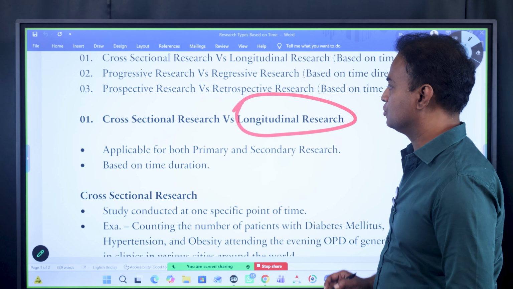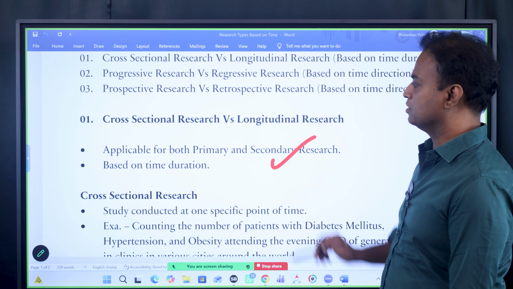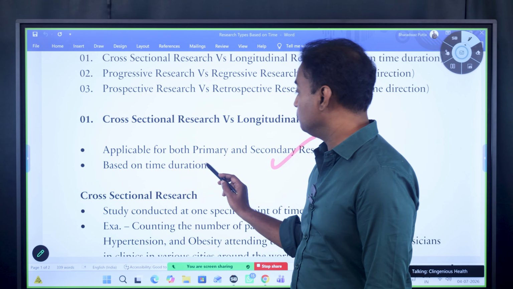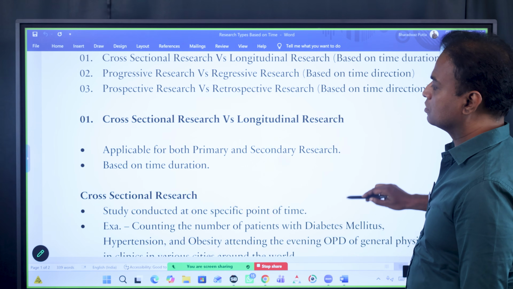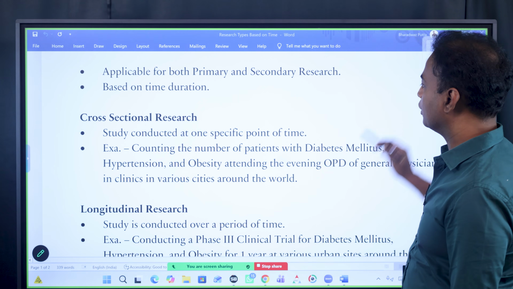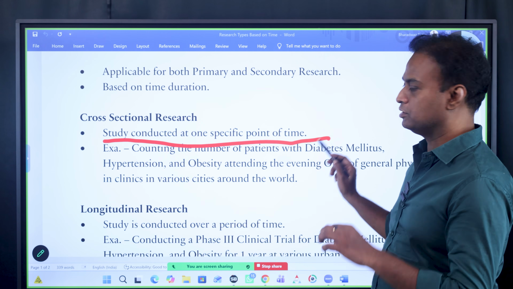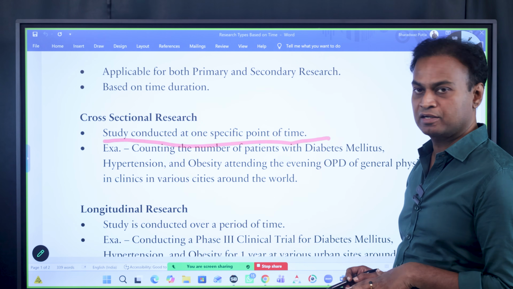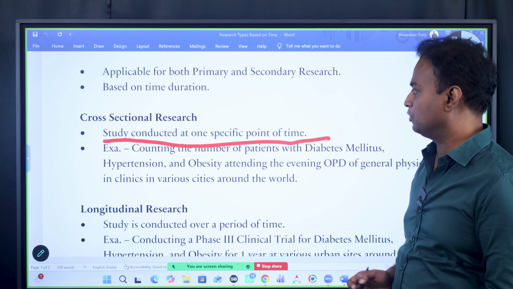What is the difference between these two? This is applicable for both primary research and secondary research. This is based on the time duration. This point is important here. What is cross sectional research? The study is conducted at one specific point in time only. It is not moving forward, it is not moving backward. So there is no length of time. It is only one time period.